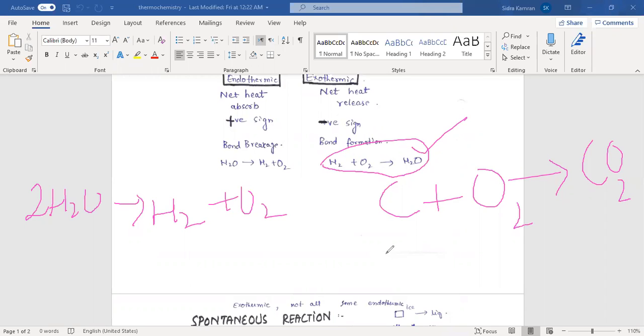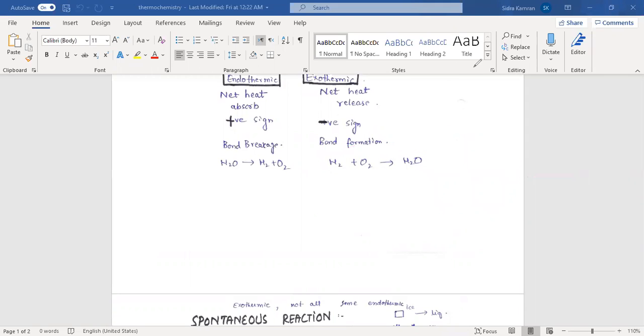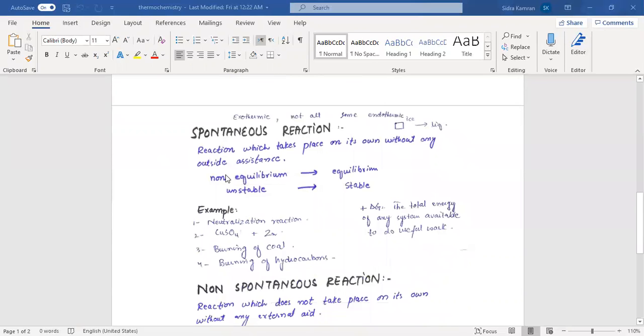Let's move towards spontaneous and non-spontaneous reactions. What is a spontaneous and what is a non-spontaneous reaction? Let's start from the spontaneous reaction.